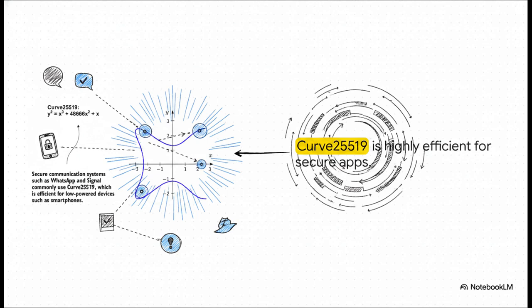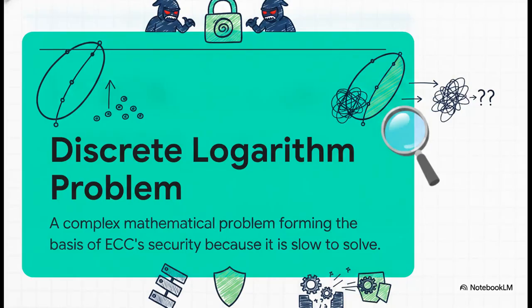This exact shape is highly efficient for low-powered devices, and it's famously the bedrock of secure communications in apps you probably use every day, like WhatsApp and Signal. Now, the entire security of this system rests on a mouthful of a concept called the elliptic curve discrete logarithm problem, but think of it simply like mixing paint.